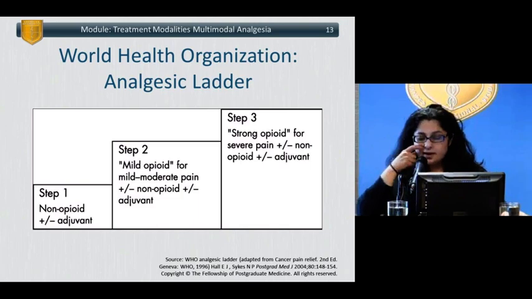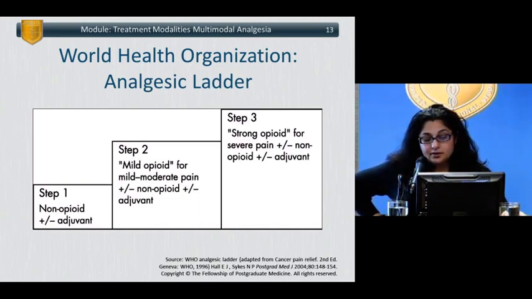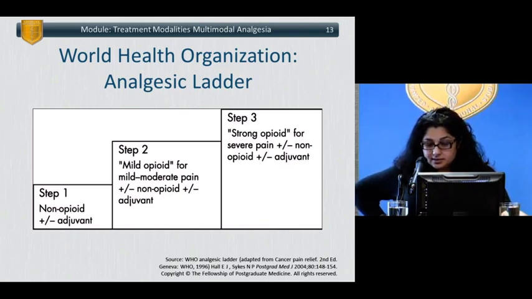For patients who have mild to moderate pain, that's where you would start off at step 2 of the ladder. Opioids can be considered plus or minus, and adjunct therapy should be considered. Patients who fall on step 3 are usually patients who have severe pain. And again, opioid management is indicated, or stronger opioids are indicated, as well as adjunct therapy.